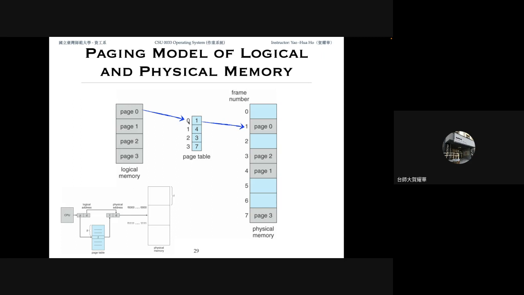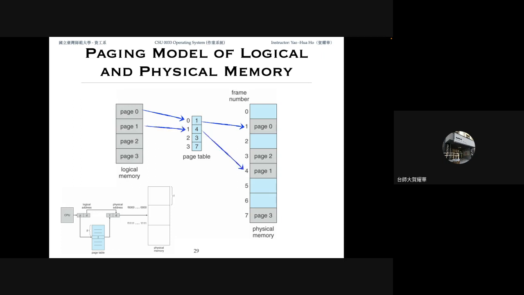So page 0 references frame 1, because page 0's information is put into frame number 1. I have a physical memory space with frame numbers 0, 1, 2, 3, 4, 5, 6, 7, and pages 0, 1, 2, 3. So for page 0, referring to my page table, it will refer you to frame number 1.